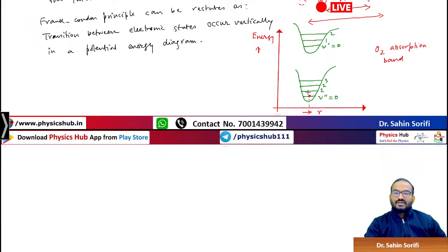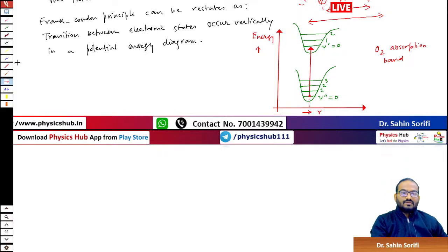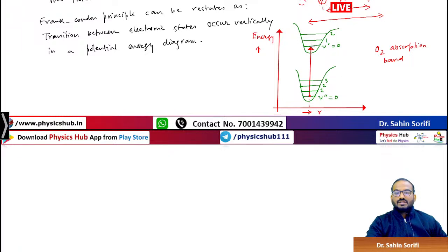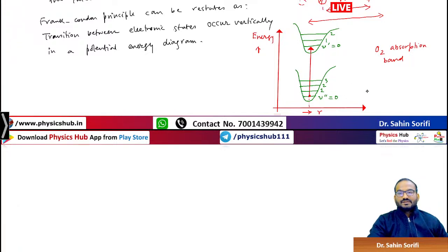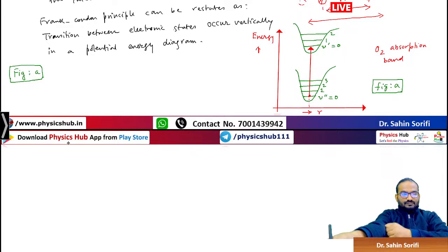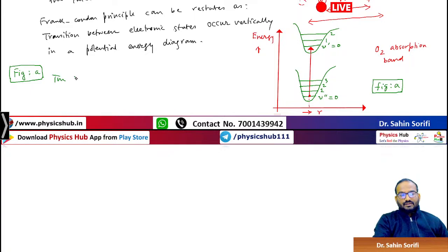Now this transition is happening from V double prime equals 0 to V prime equals 0. So you can see this transition is a vertical transition, and during this transition the R value is not changing, the internuclear distance is not changing. That is what is said in the Franck-Condon principle. So in this figure, let's say this is figure A. Let's try to explain this figure A.